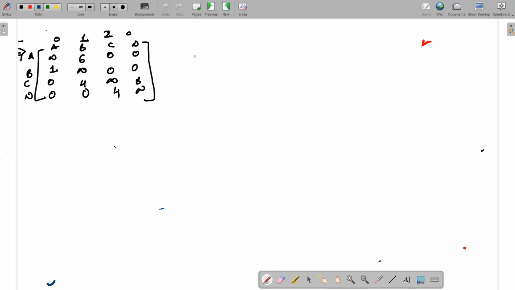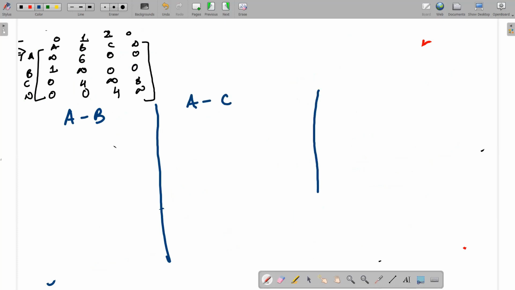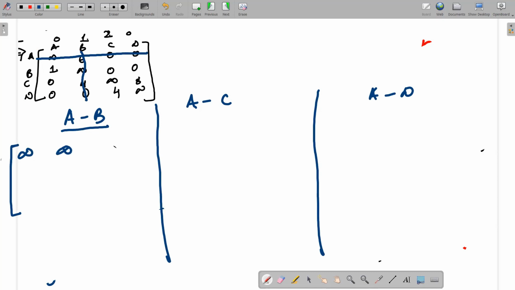Now, this answer is calculated, so I have to calculate the answer from A to B. There is a possibility I have to calculate the answer from A to C also, and from A to D also. If I want to calculate the answer from A to B, there are many things we need to consider. Firstly, we have to keep the A row and B column as we have to freeze the values, so their values would be taken as infinite.